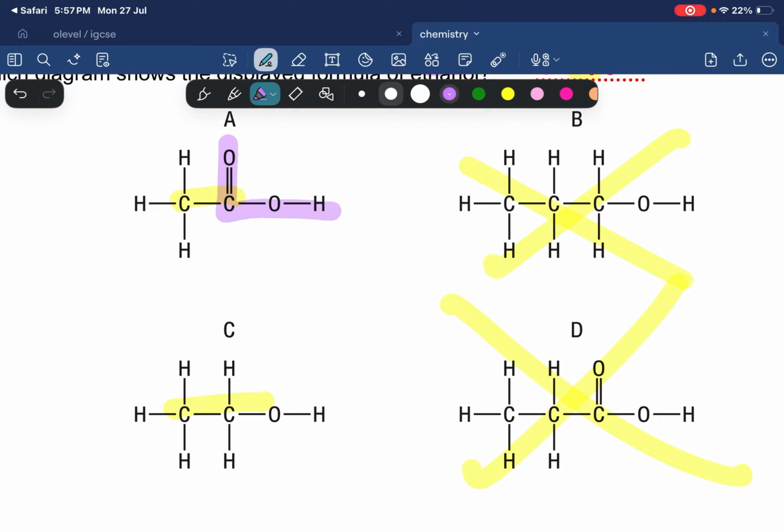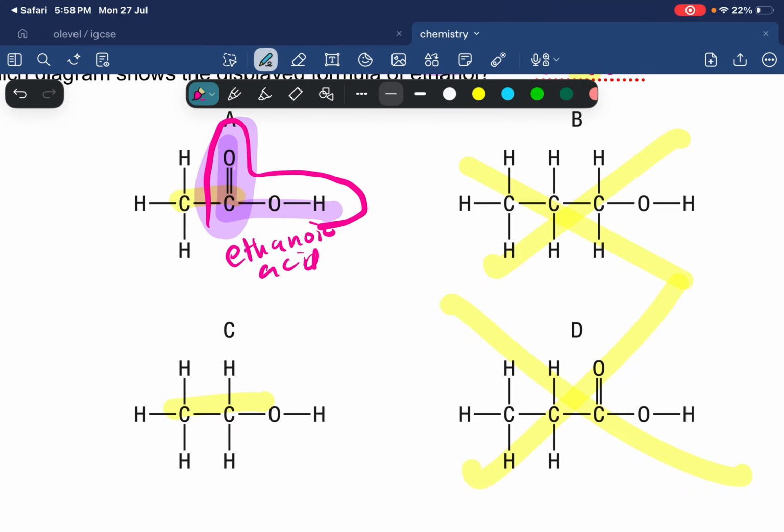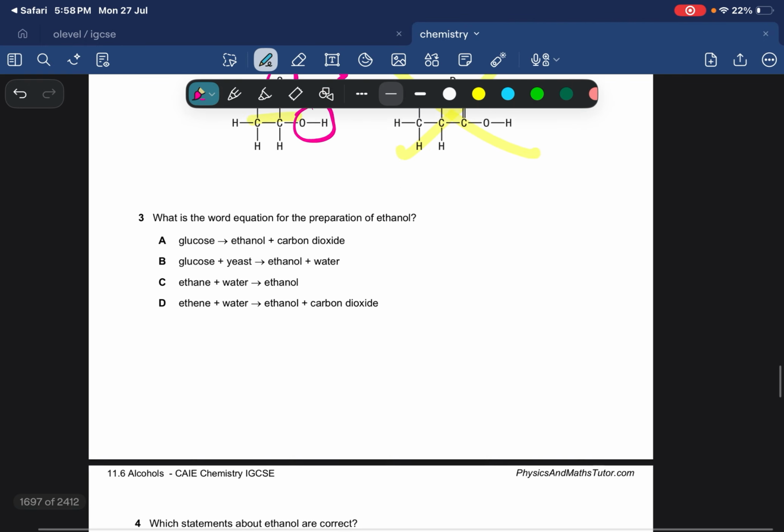We don't need the carboxylic part. This C double bond O, what does this show? This shows the carboxylic acid part. C double bond O is carboxylic acid. This is your ethanoic acid. Why? Because there is this acid functional group over here. That is incorrect. OH means a simple ethanol. For alcohol, we have OH. The C double bond OH means a carboxylic acid.